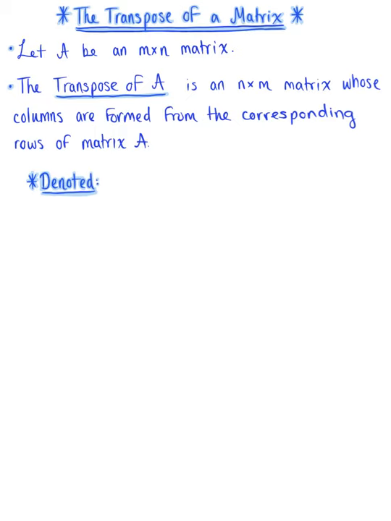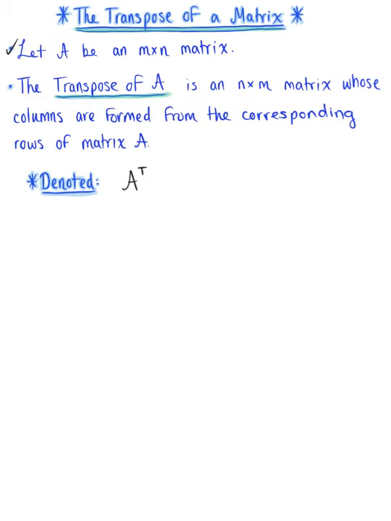The next algebraic operation with matrices that we need to explore is that of the transpose of a matrix. So, here we are going to let A be some m by n matrix. Then the transpose of matrix A is an n by m matrix whose columns are formed by the corresponding rows of matrix A. And we denote the transpose of matrix A as A^T.